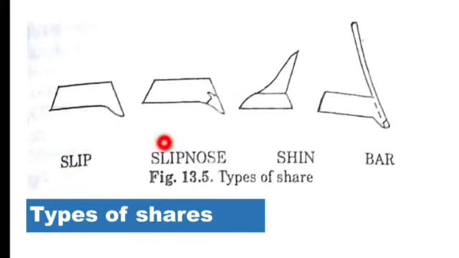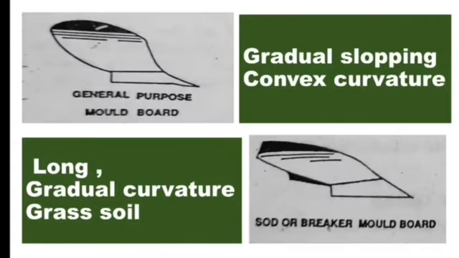So read it again, it is for your assignment. Then what are the types of mold board? First one is general purpose mold board. The general purpose mold board is very long in size, having gradual sloping and convex surface.